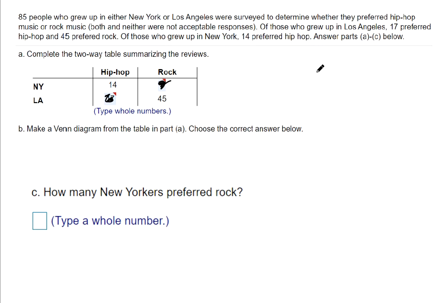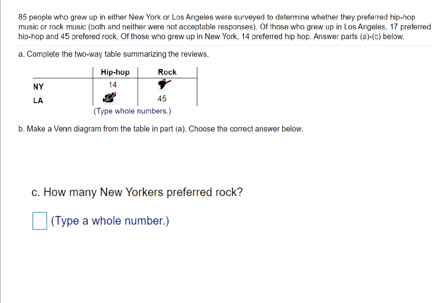Okay, 85 people who grew up in either New York or Los Angeles were surveyed. So we got 85 people that we're asking questions. We want to know whether they like hip hop or rock. Of those that grew up in Los Angeles, 17 preferred hip hop.